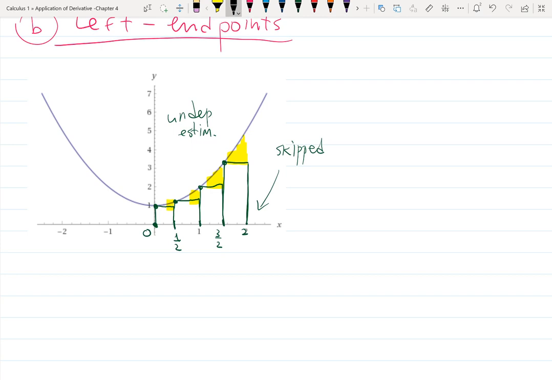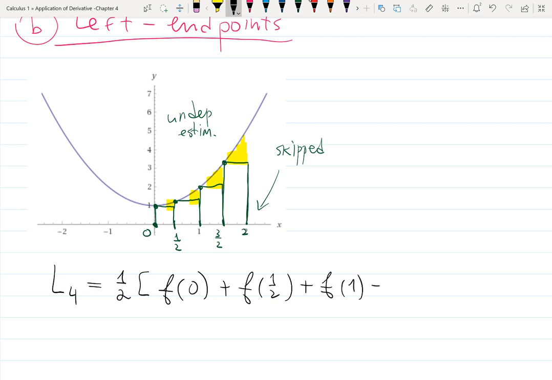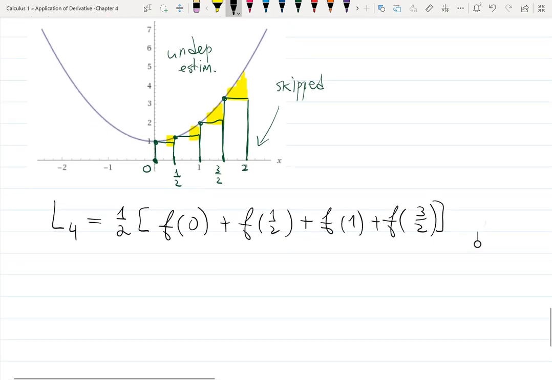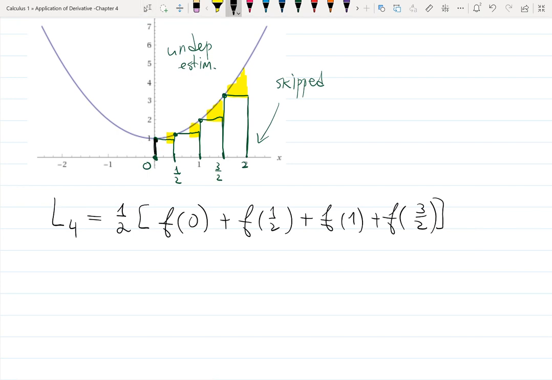What is going to be the formula? L sub 4 indicates we use left endpoints and 4 intervals. 1/2 is factored out already. That's the same base. Then we're starting with f at 0, plus f at 1/2, plus f at 1, and plus f at 3/2, and we're never going to use f of 2. Make sense? Because the height of each is determined by the left endpoint all the time, we're not using the very last right point at all.